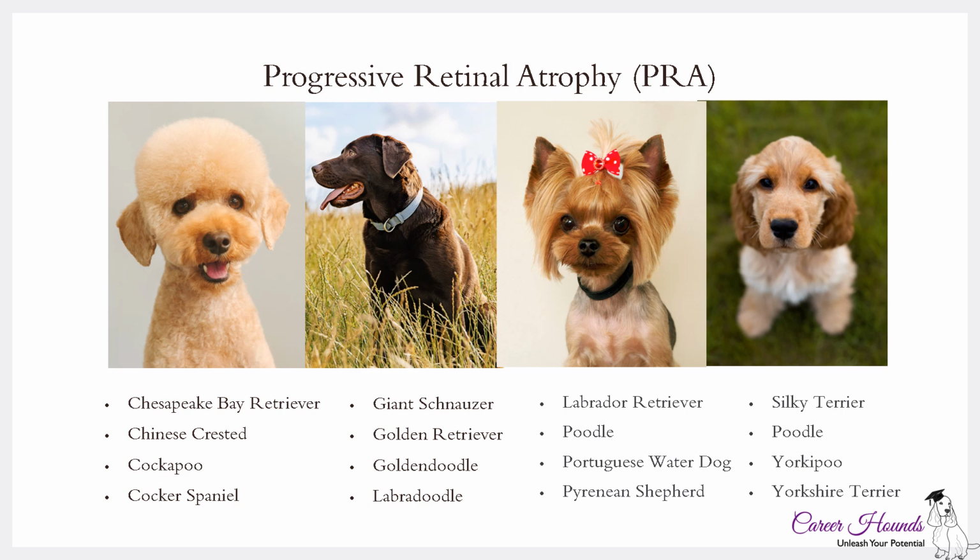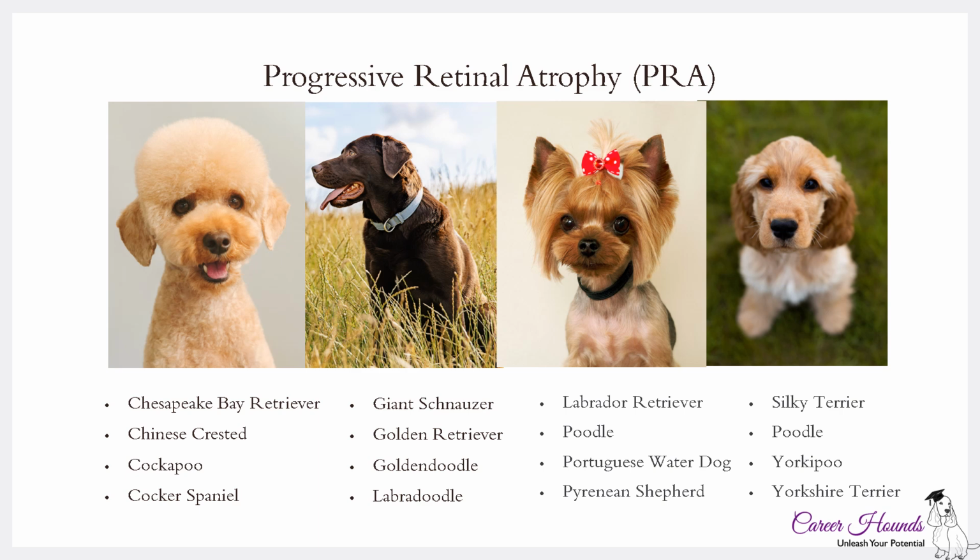Dogs may have difficulty seeing in dim or low light conditions. Decreased vision. Over time, the field of vision narrows and diminishes. Pupillary dilation. The pupils may appear dilated more frequently, even in well-lit environments. Unfortunately, there is currently no cure for PRA.